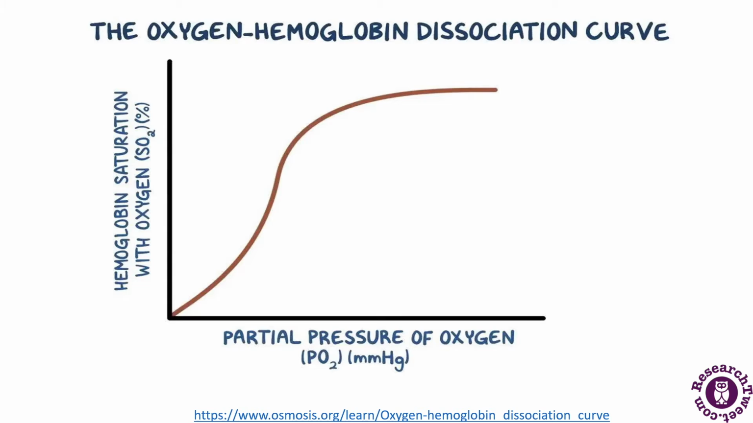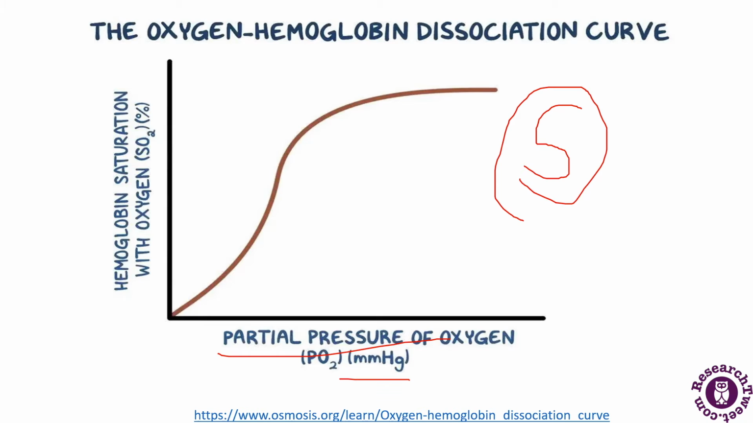Here is a graph representing the relation between the percent saturation of hemoglobin with oxygen, illustrated in the oxygen-hemoglobin dissociation curve. This is a plot of percentage oxygen saturation of hemoglobin versus the partial pressure of oxygen, and it is an S-shaped, or sigmoidal, graph. This is the partial pressure of oxygen and this is the hemoglobin saturation. This is known as the oxygen dissociation curve, an S curve.